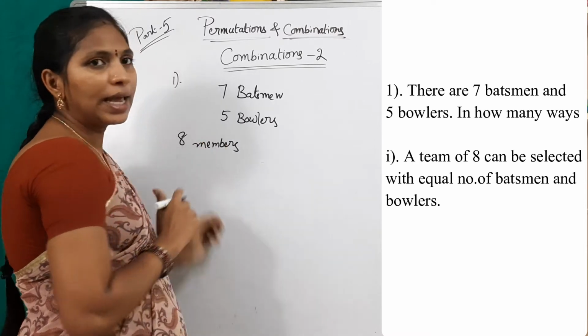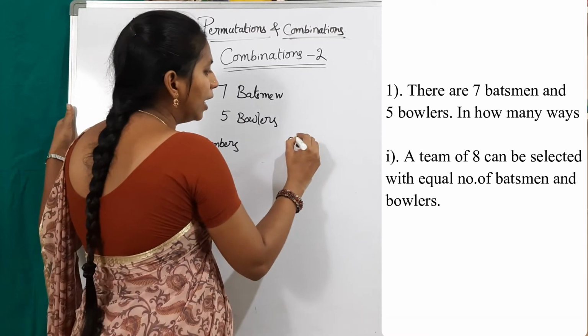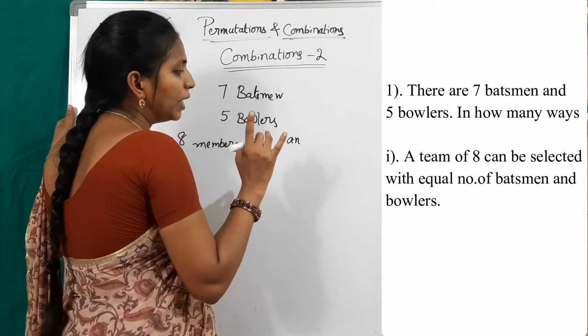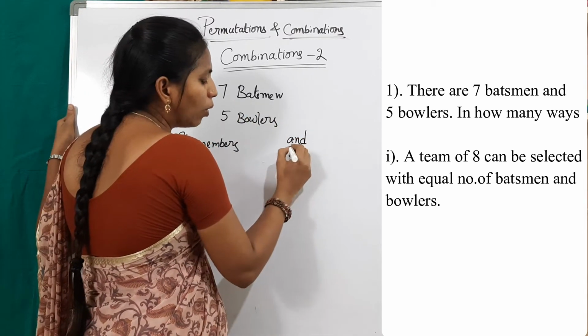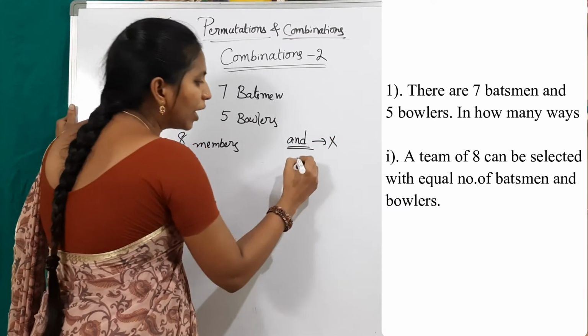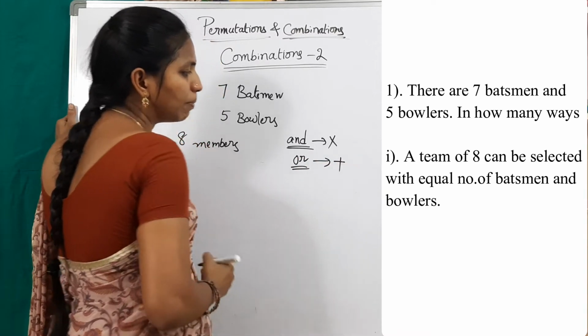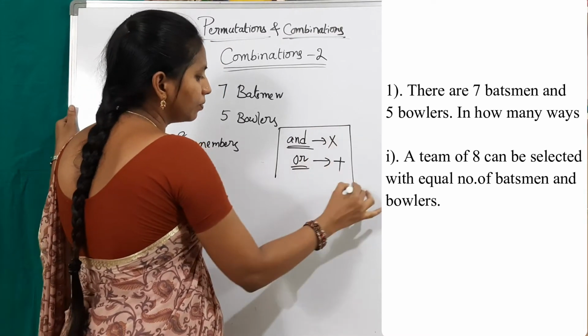Here AND indicates multiplication. Remember that, very important in combinations and probability concepts. If you find the word AND, then use multiplication. If you find the word OR, use addition, plus. Very important.